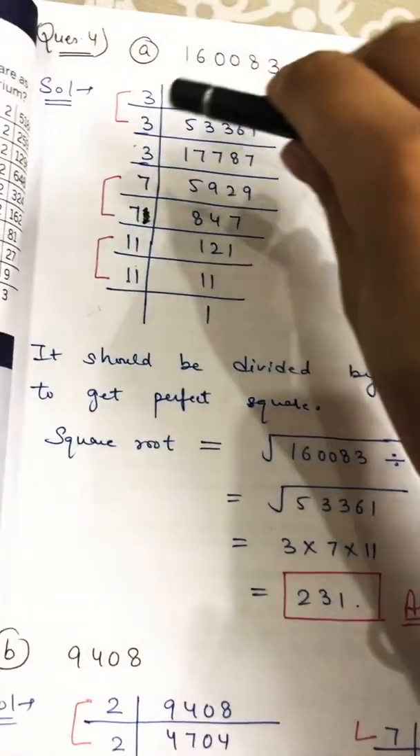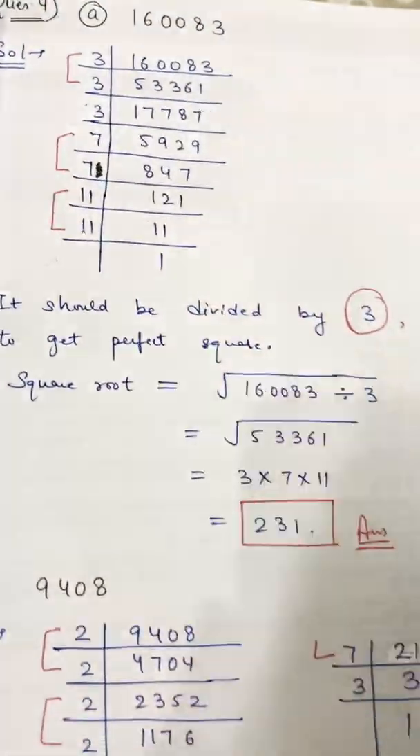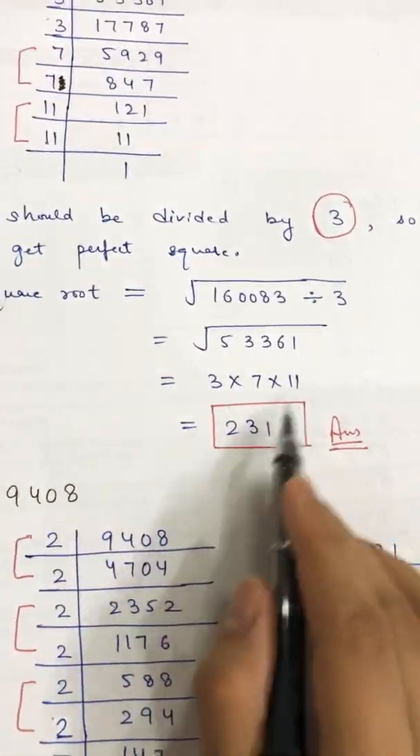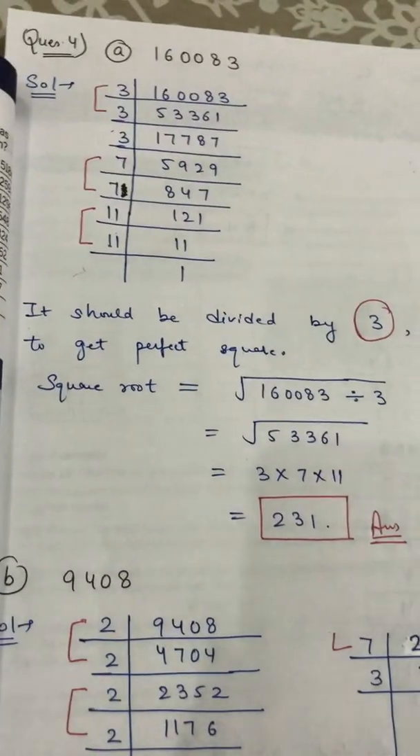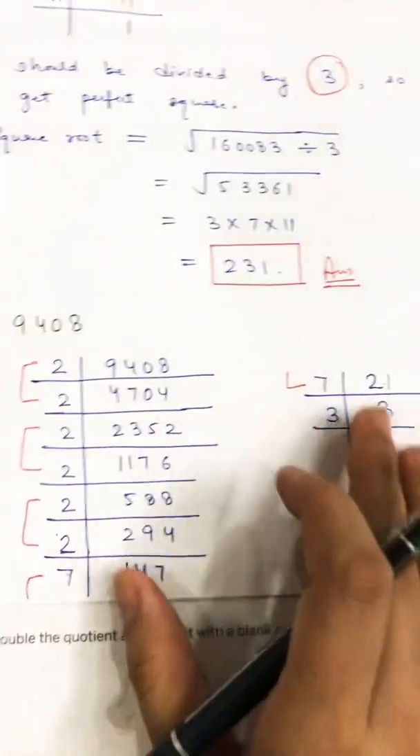Okay, now write down these pairs. Okay, here, and this 3 is removed. So multiply these 3 numbers, you will get 231. Clear? This is your part number A. Okay, now I am doing part number B.